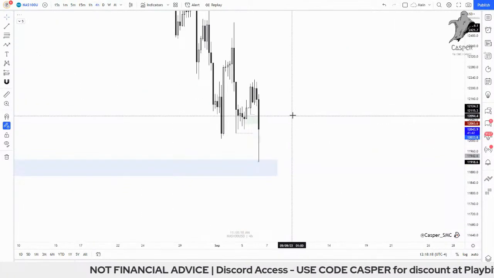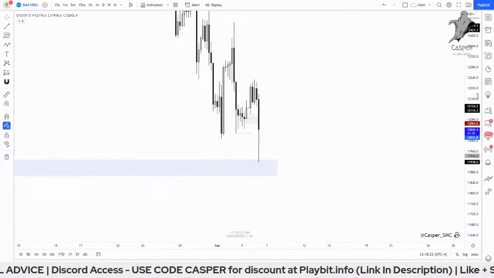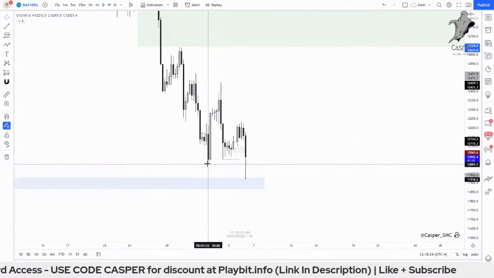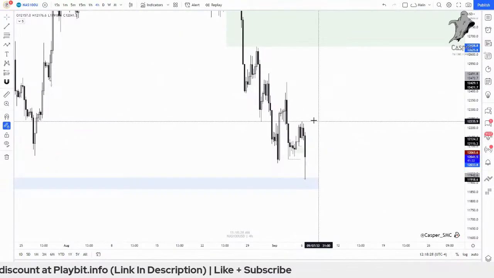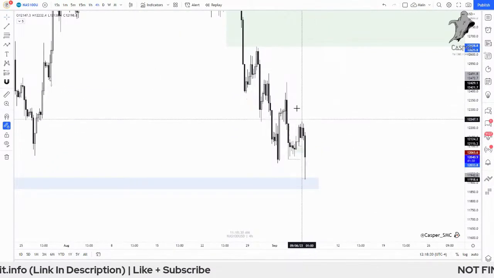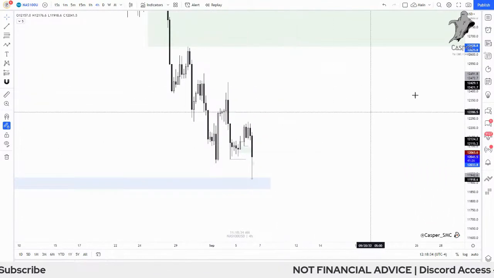So ideally, we want to close this 4-hour candle, we've got 40 minutes, up above this low, because that would lead me to believe that that was just a liquidity raid, and I would seek the highs here and here. But again, we're not going to try to predict the future. That's kind of where I'm at with that.